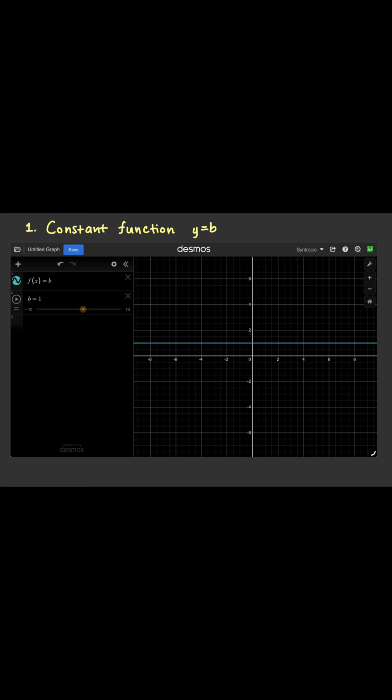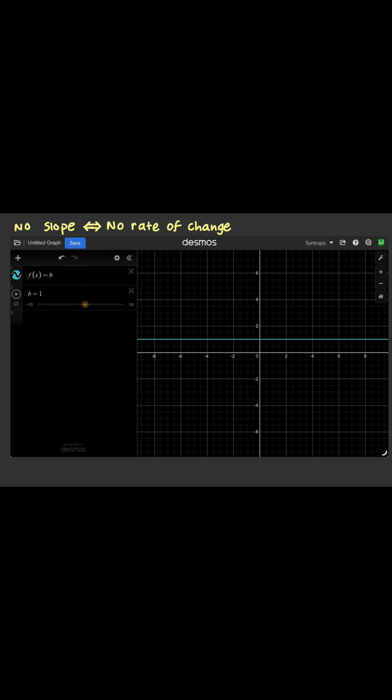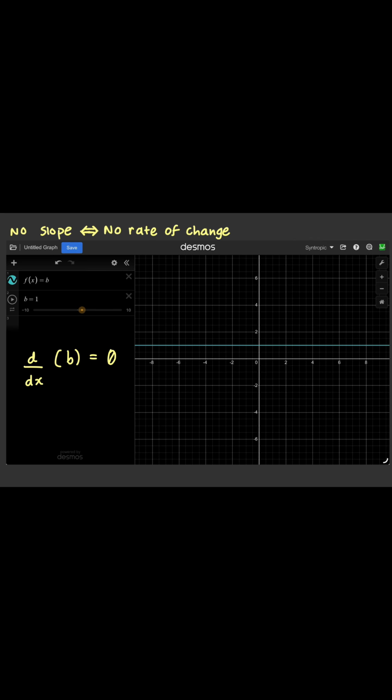Starting with a constant function. In this graph, the output always stays the same no matter what x is. This is a horizontal line crossing the y-axis at b. The line never rises or falls, which means that the slope is always 0.